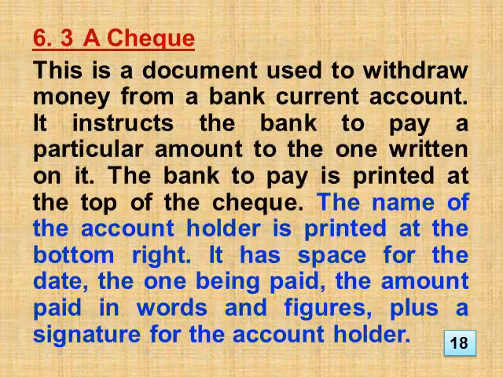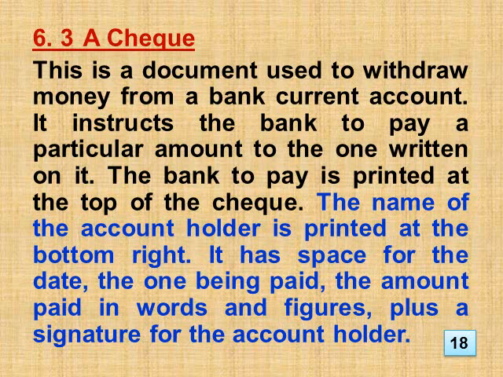Section 6.3. A check. This is a document used to withdraw money from a bank current account. It instructs the bank to pay a particular amount to the one written on it. The bank to pay is printed at the top of the check. The name of the account holder is printed at the bottom right.